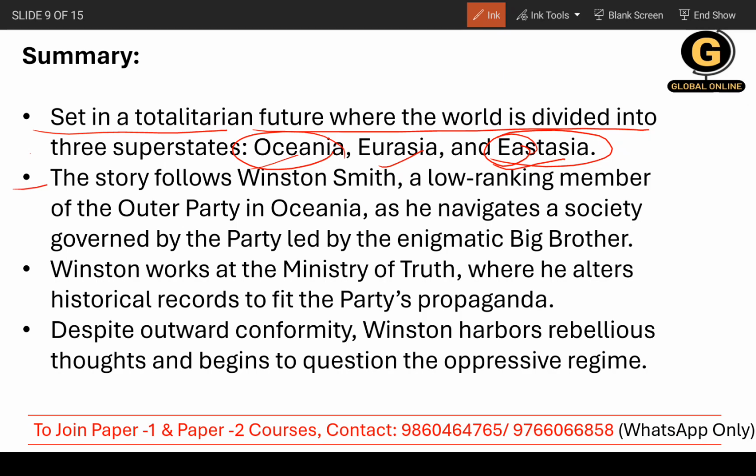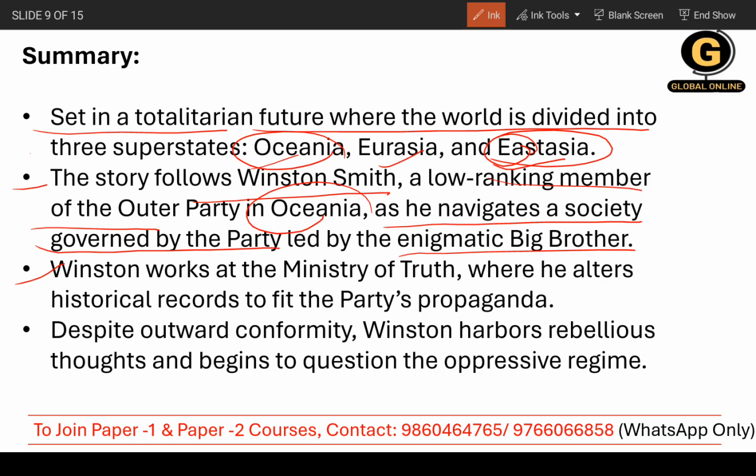So the story follows, of course, Winston Smith, a low-ranking member of the outer party in Oceania, as he navigates a society governed by the party led by the enigmatic Big Brother. So every time, Big Brother is watching you. Winston, they were not even supposed to write diaries.